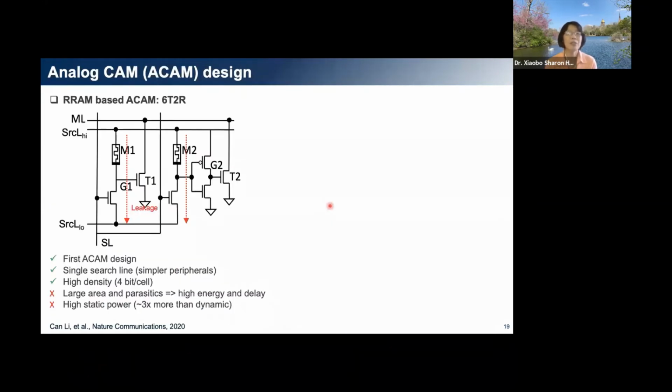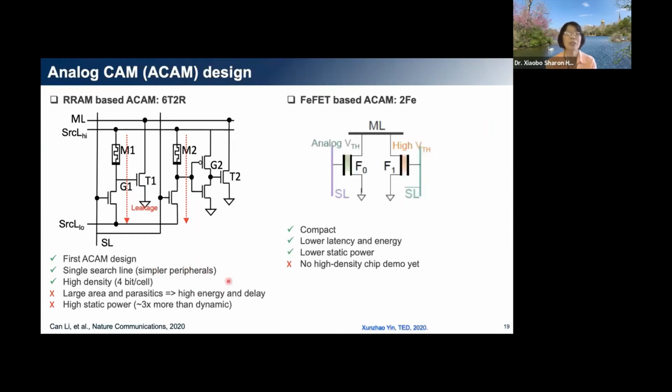Okay. So in a recent paper, a group from HP has introduced the concept of analog CAM. This analog CAM design uses 6 transistors and 2 RRAM devices. The work has been experimentally demonstrated at the array scale, so it's a really nice piece of work. Now, about the same time, we also considered an ACAM design using FeFET. In this case, the cell I just showed you, the 2 FeFET design, can also be used for ACAM. The only thing is now the FeFET will have analog VTH states. Okay, so this is a very compact design.